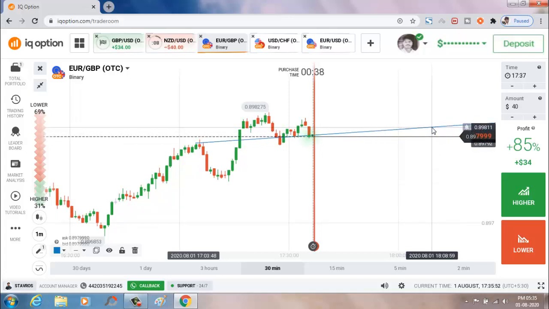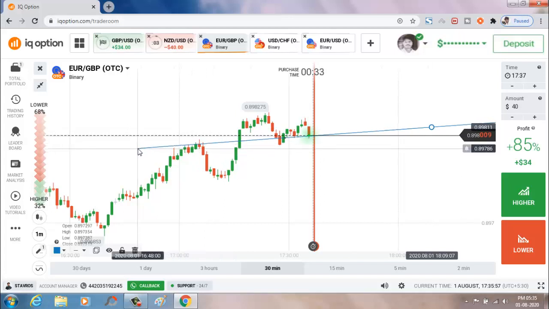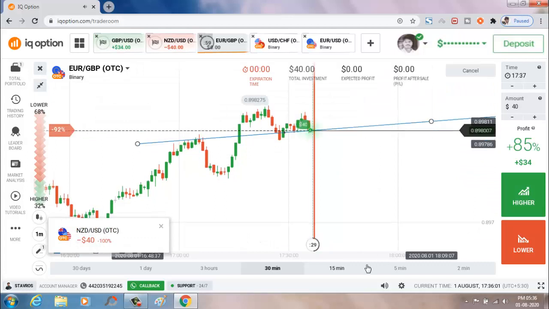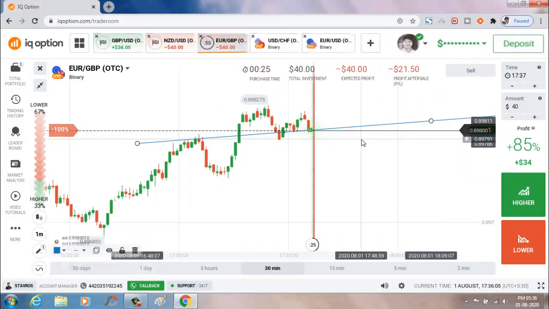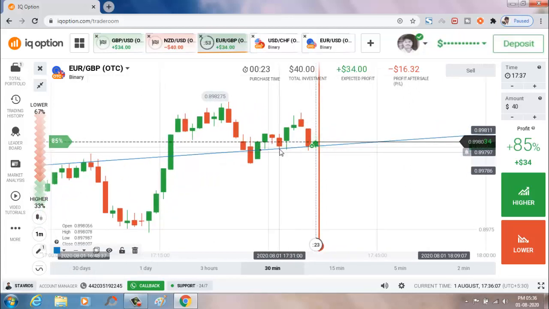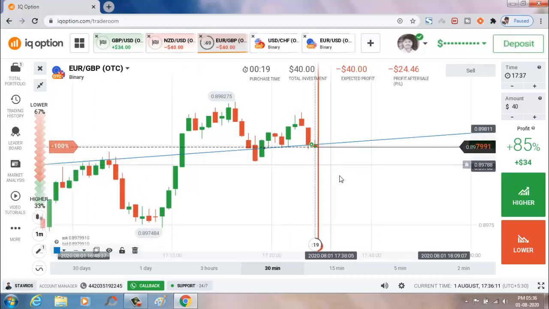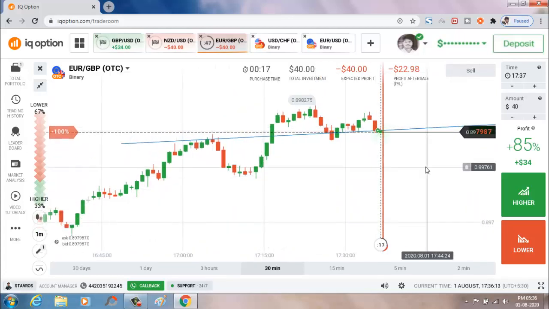And there is a level. Okay, we'll place a higher option. This is a strong rejection, and this is a reversal point, so that's the reason I will place a higher option. And this is also an uptrend market.